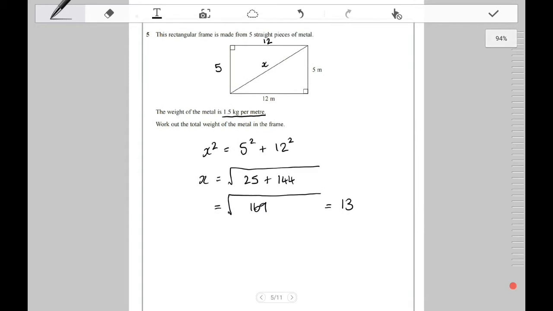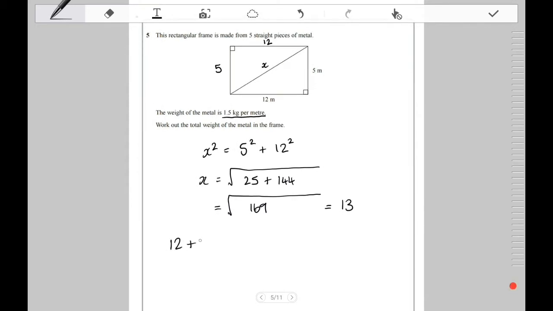Now if we add up all the lengths, so 12 plus 12 plus 5 plus 5 plus 13, 12 plus 12 is 24, plus 5 plus 5, which is 10, which is 34. 34 plus 13 is 47. So 47 meters in total is the length of all these straight pieces of metal.